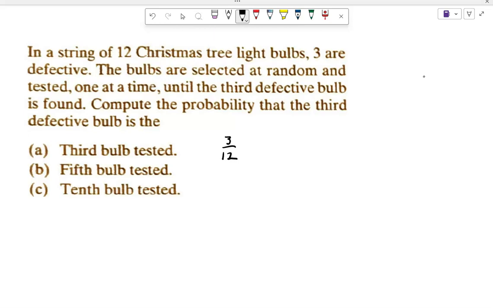2 out of 11. And since we're doing one after the other, what are we going to do with the 2 probabilities? Multiply, right? Because the adding is OR, right? We're doing one after the other. We'll multiply. Now, again, for the third one, given the first one was defective and given the second one was defective, what's the probability the third one's defective?